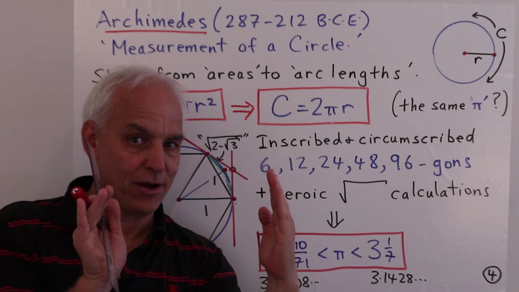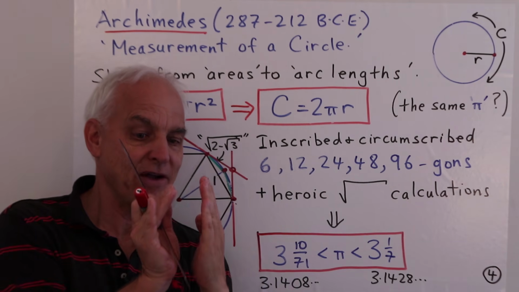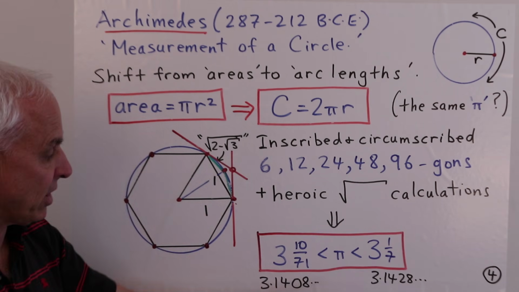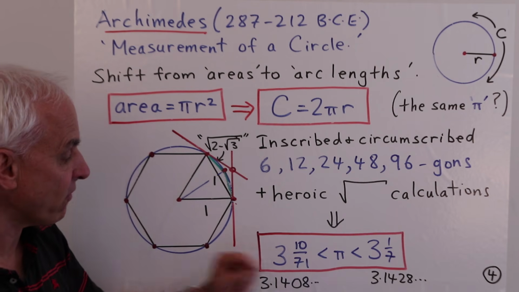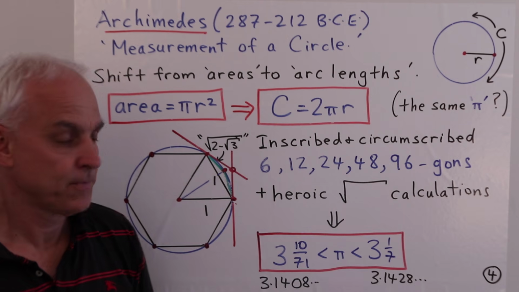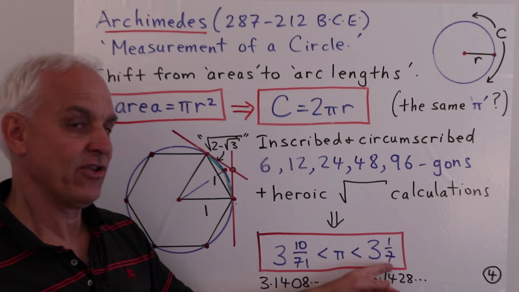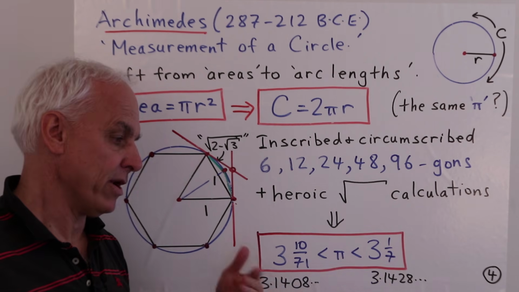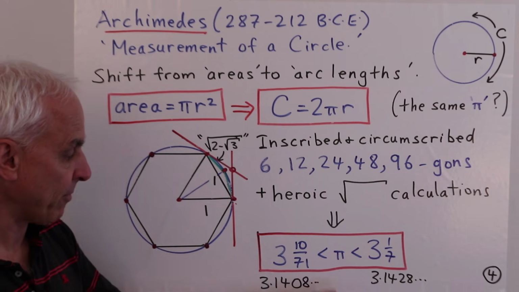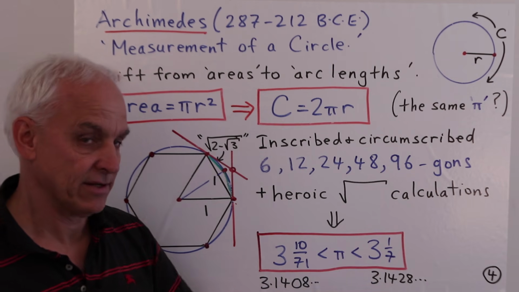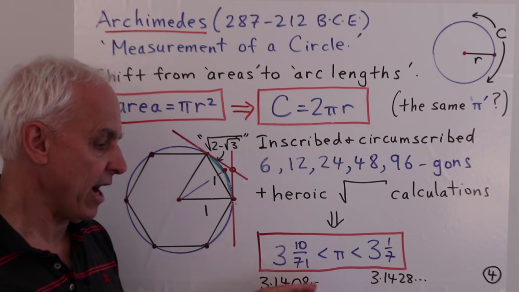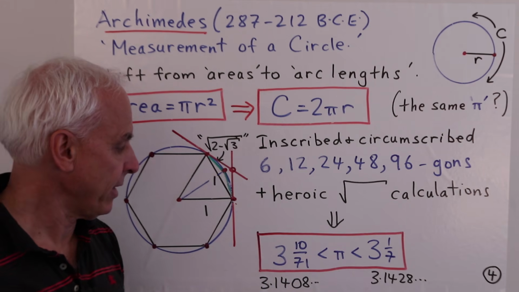The two values are kind of getting closer and closer together like this until eventually he gets them within a reasonably narrow range. And he concludes that pi is between 3 and 10 over 71 and 3 and 1/7. So this would be like 10 over 70. That's 10 over 71, a little bit smaller. In terms of decimals, this is 3.1408 and something. This is 3.1428 and something. The real value is 3.1415, at least approximately, which is somewhere in between there.